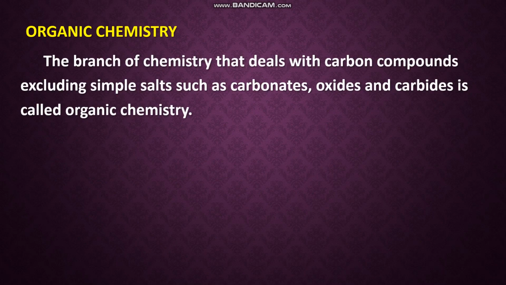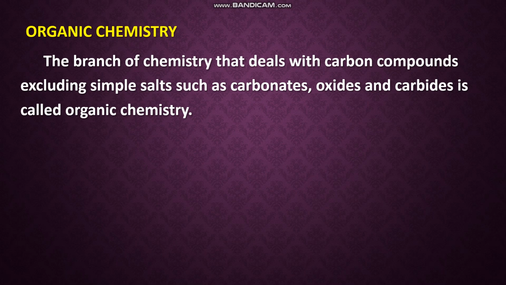Next we'll see what is meant by organic chemistry. Organic chemistry is the branch of chemistry that deals with the carbon compounds, excluding simple salts such as carbonates, oxides and carbides. So these carbonates, oxides and carbides are not included in organic chemistry. For example, calcium carbonate, sodium carbonate, calcium oxide, and oxides of carbon like carbon dioxide and carbon monoxide. Even though carbon is present in these compounds, they are not included in organic chemistry.